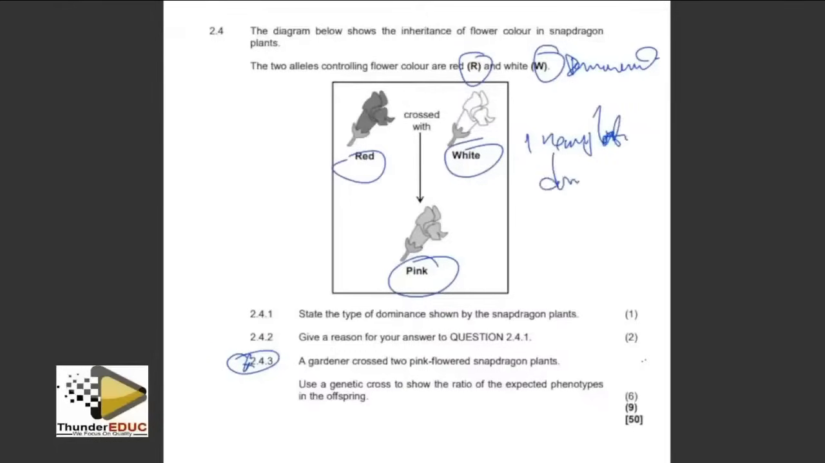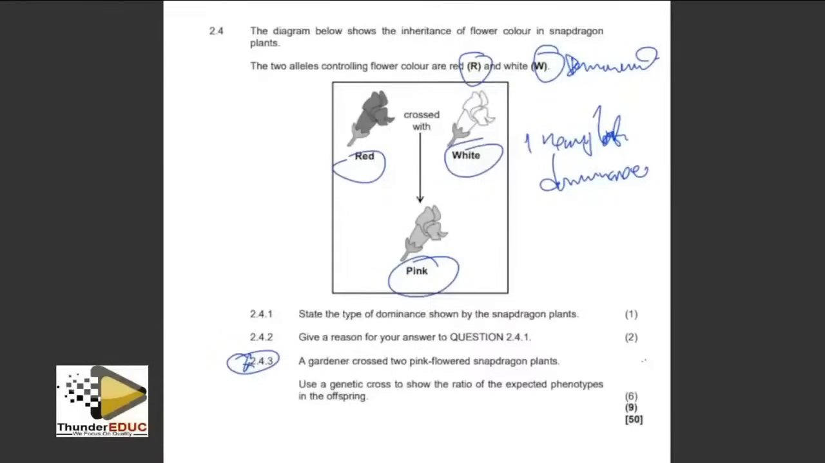Dominancy. It is incomplete dominancy. The question is: state the type of dominancy shown in the Snapdragon plant. Here it is incomplete dominancy. Give a reason for your answer, because a third phenotype is given, or an intermediate is given.